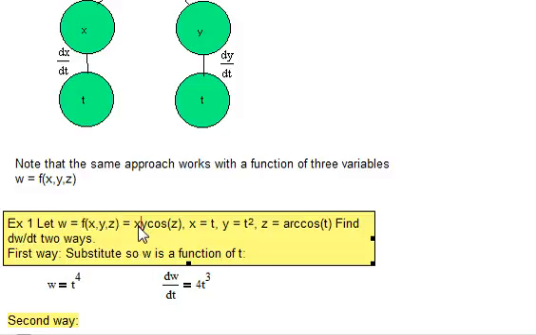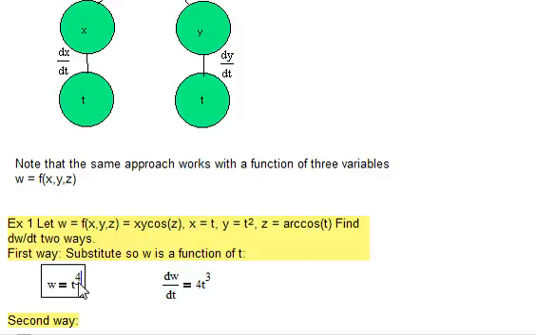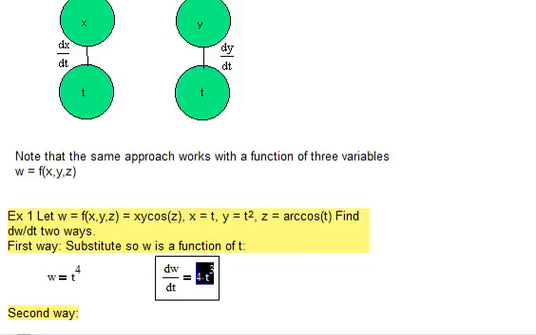So first way is substitute, so w is a function of t. Substituting for x, we just put a t. Substituting for y, we put a t squared, so now we're up to t cubed. Substituting for cosine of z, well, z is the angle whose cosine is t. So what is the cosine of the angle whose cosine is t? Well, just t. So we have t times t squared times t, so t to the fourth. w is t to the fourth. Find the derivative of that. What could be easier? 4t cubed.